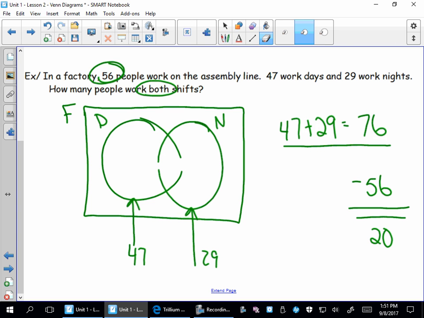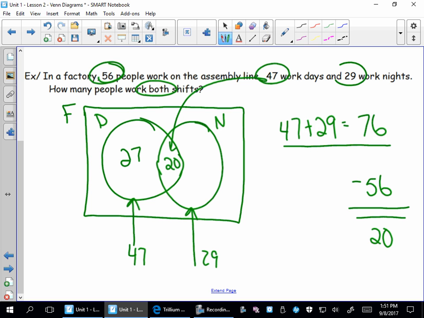So I can get rid of this X here. I know there are 20 people who work both, which means people who work days are supposed to be 47. I've already got 20, so I need 27 here. And 29 night workers, but I've already got 20, so I have 9. Okay. So if you need to figure out the overlap, you're not given that, add up the things you think you have, so in this case 76, check out what you know you have, and the difference has to be that overlap, that some people have been counted twice.